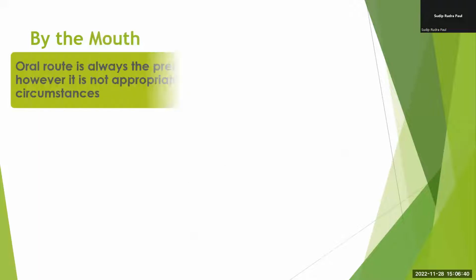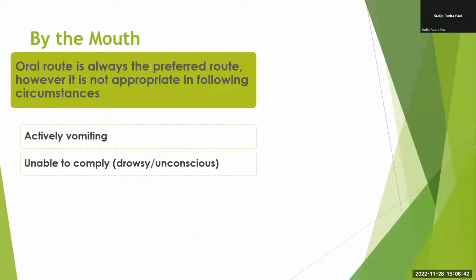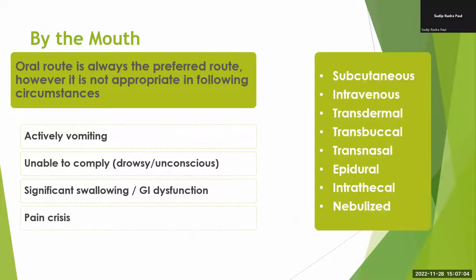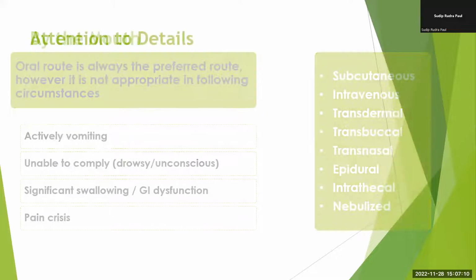Next is by the mouth. Why? Because the oral route is always the preferable route for the patient. But if the patient is actively vomiting, or sometimes unable to take the medicine because of drowsiness, or the patient is unconscious, or they have significant GI dysfunction, or difficulties in swallowing, then we can give the medication subcutaneous, intravenous, or intradermal, that we all practice on a day-to-day basis.